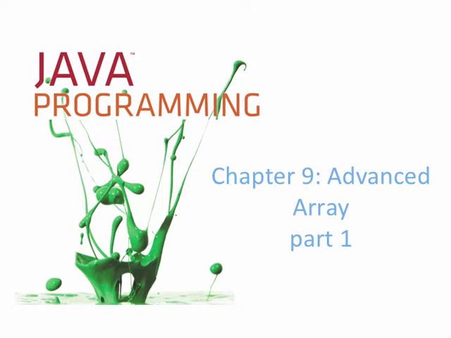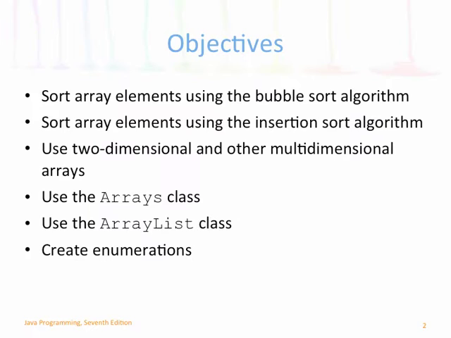Chapter 9, Advanced Array Concepts, Part 1. So our objectives for this chapter are to learn how to sort array elements using the bubble sort algorithm. The bubble sort algorithm is one of the most straightforward algorithms to learn how to code. It also tends to be pretty inefficient.